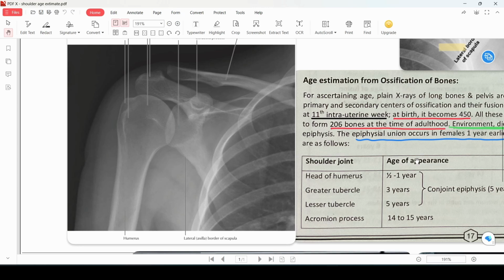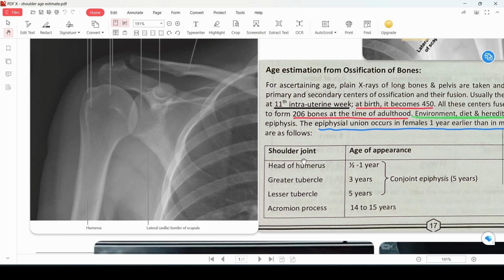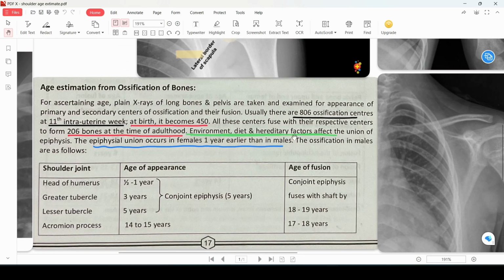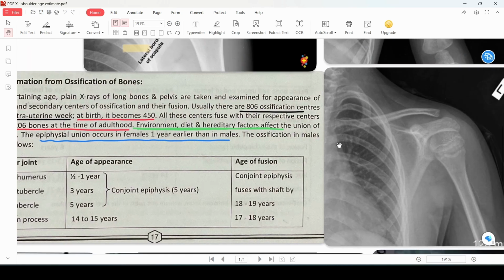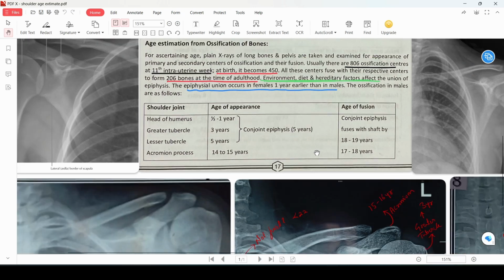We need multiple pictures, not just the shoulder joint. We can use the pelvis, we can use the dental picture, we can use the elbow. So if there are multiple pictures, then we can come to a conclusion or estimate properly, right? By looking at only one picture from one point of view, it is not so accurate. Okay, so we understood some basic things of the X-ray.